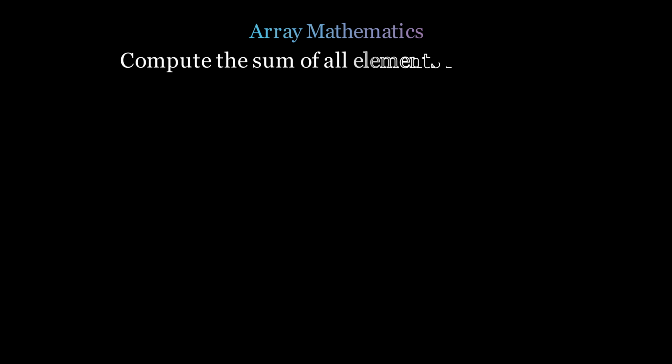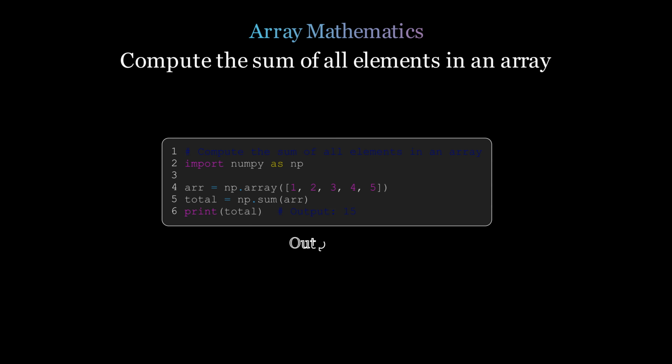Let's begin with basic array mathematics. First, we'll compute the sum of all elements in an array. We use NumPy's sum function, which takes an array as input and returns the sum of all its elements. For the array 1, 2, 3, 4, 5, the total sum is 15. This operation is fundamental for many statistical calculations.